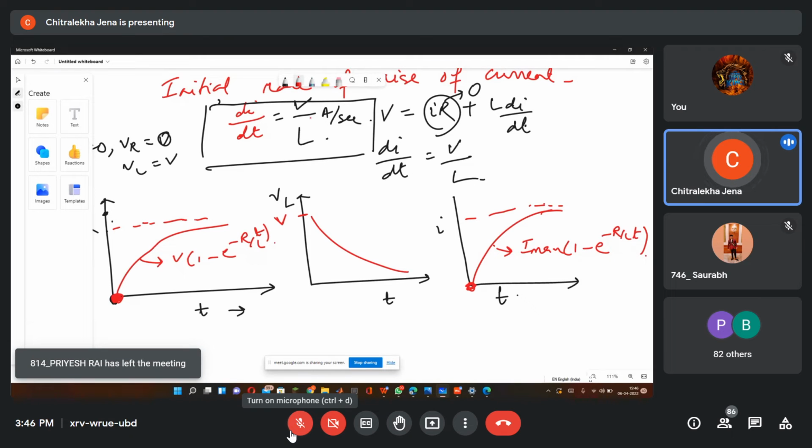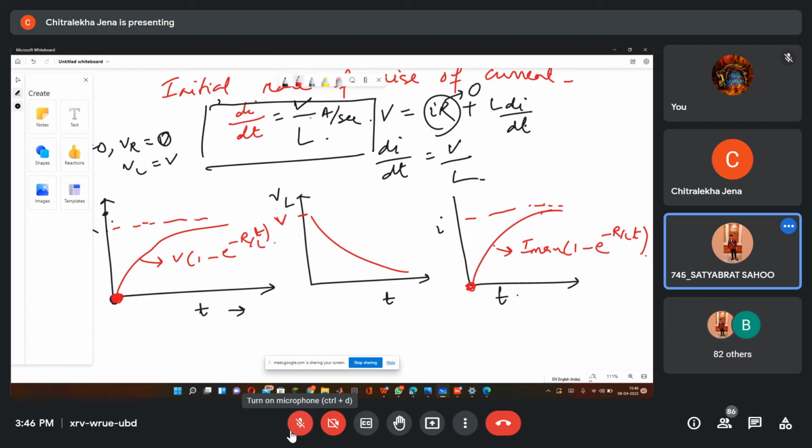What is the voltage across the inductor equation? I want the equation, V minus VR.